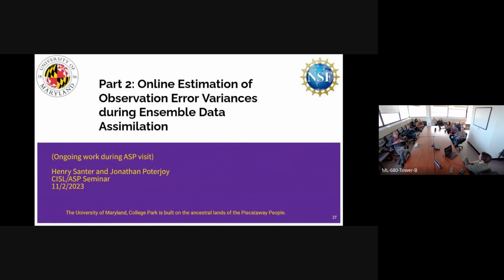We're going to pivot now briefly. This is going to be a slightly shorter piece of the talk. We're going to talk about some of the current work that I've been up to while I've been up here for my ASP visit. This is looking at different ways to estimate observation error variance in an online fashion during data assimilation.